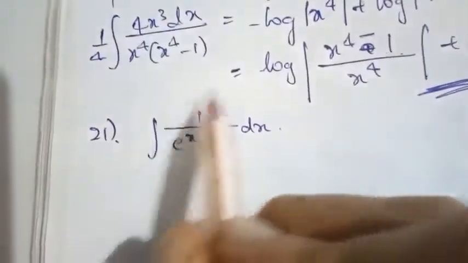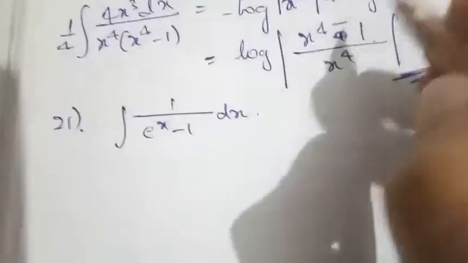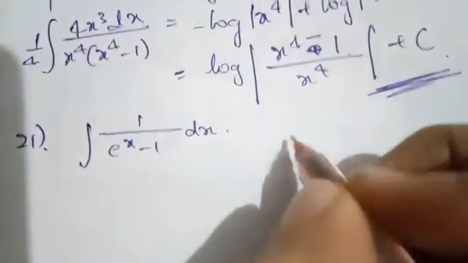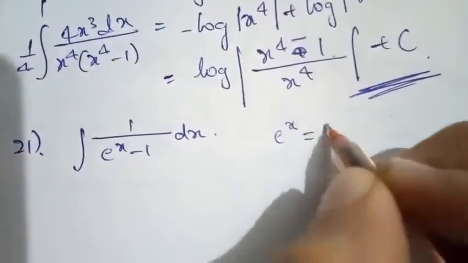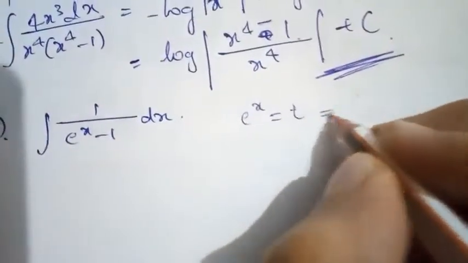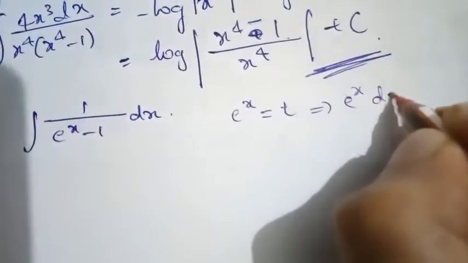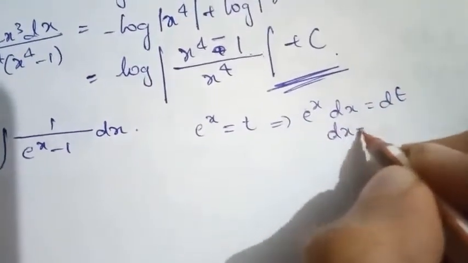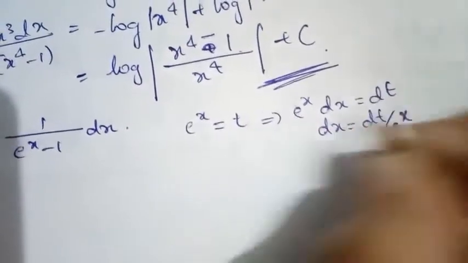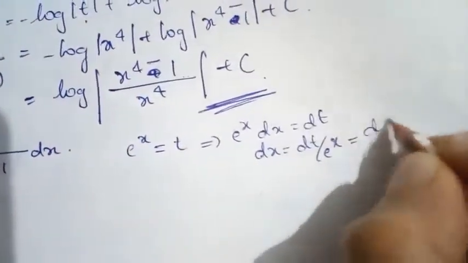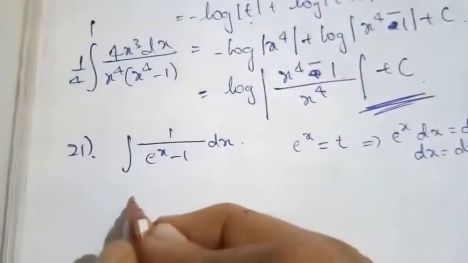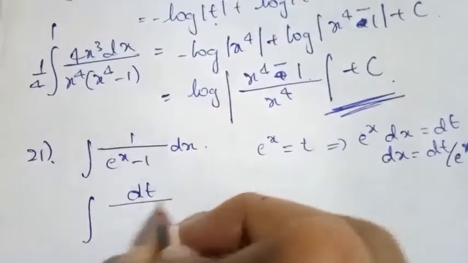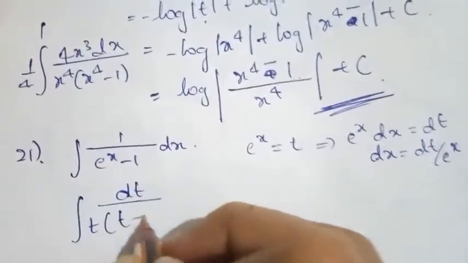So the next question is integration of 1 divided by e power x minus 1 into dx. Here also we follow substitution and then partial fraction. What I am substituting here is e power x is equal to t. Differentiating this with respect to x, what am I going to get? E power x dx is equal to dt itself. But we don't require e power x there, so dx is equal to dt by e power x. What is e power x? It is t itself. So dx is nothing but dt by t. So dt divided by t into t minus 1.